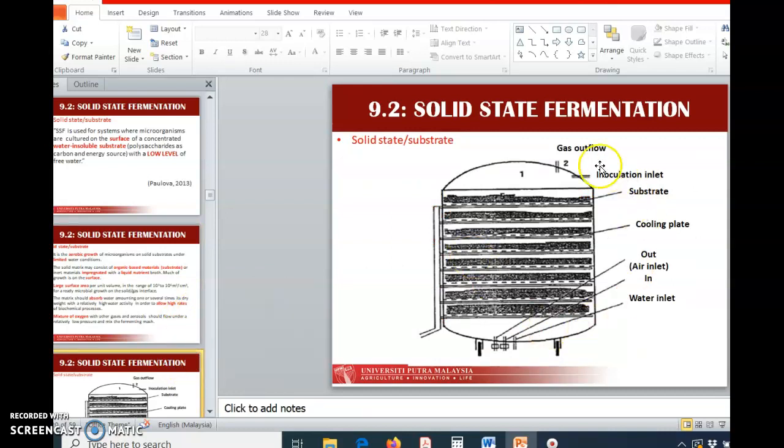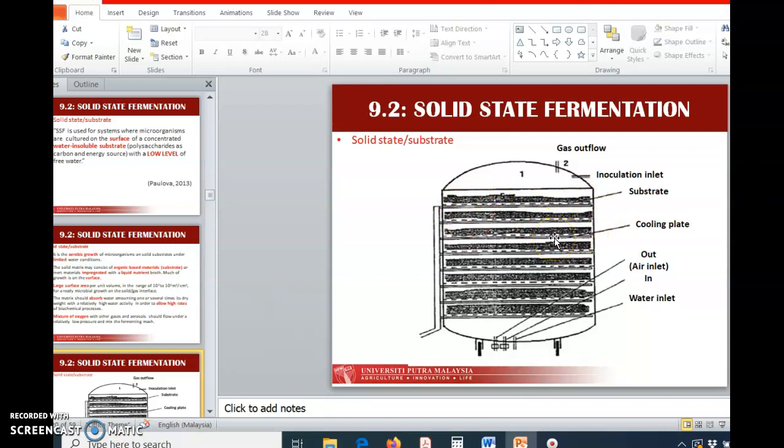So this is the example of the solid state fermenter. Sometimes you can see this example during the tempeh production. They grow the fungus on top of soybean and then they will put it in the fermenter. As you can see, there will be gas outflow. You will also have air inlet, so allow the air inside so they can circulate. Inoculation inlet, sometimes you can put in the microorganism through this port. Substrate, which is a solid, not liquid. You must have cooling plate as well to control the temperature.